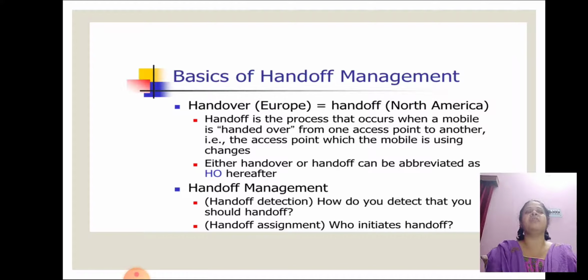Cells are often subdivided into microcells. A handoff may occur when there is a transfer of duty from a large cell to a small cell and vice versa. A handoff may also occur when there is interference of calls using the same frequency of communication. How is the handoff managed? The first step is handoff detection, and the next step is handoff assignment.